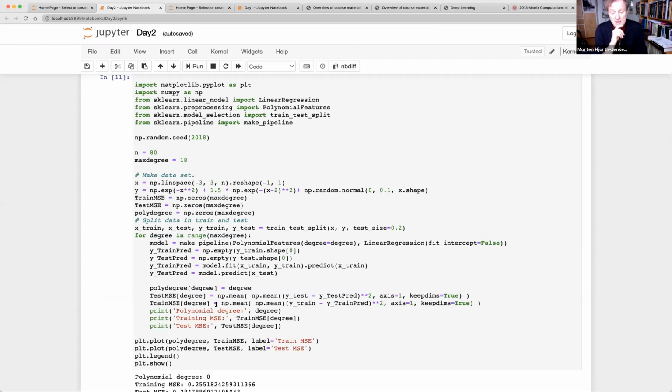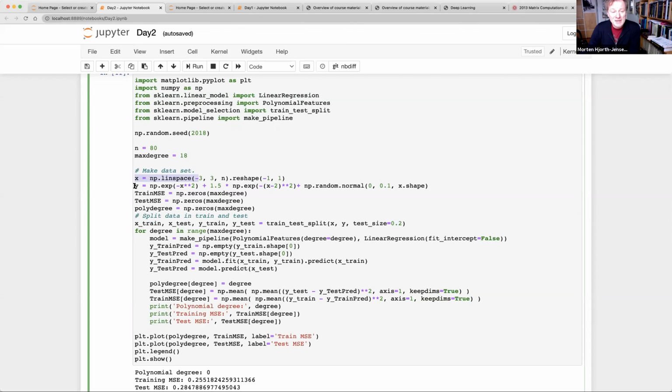Now, I have 80 data points, and I now want to make a fit of a given model with the optimal polynomial of degree 18. This is what we have here. So this is my data set. So I'm setting up data from -3 to +3. And the next thing I'm doing now is to make a function. So this is my input and this is my target. So my target is now given by an exponential of minus x squared plus 1.5 times this one. And then there's some random noise here. So that's the model I'm doing.